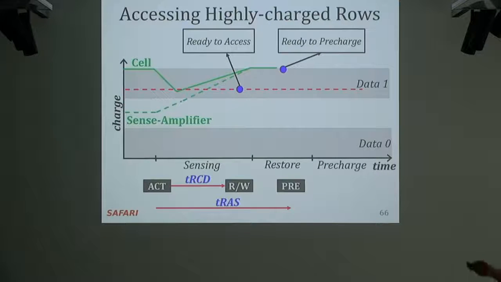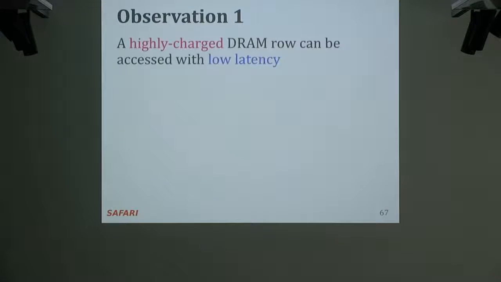Right? As you can see, this is a very highly charged cell. Sense amplifier kicks in earlier, and also the sense amplifier amplifies things much quicker because the cell was highly charged to begin with. And the cell reaches the ready-to-access level much earlier than this other cell that had less charge to begin with over here. And we're going to exploit that basically. You can issue a read and write much earlier, issue a precharge much earlier. So you can reduce the timing parameters for a cell that was recently activated or that has a lot of charge. Basically a highly charged DRAM row can be accessed with low latency, and our simulations show that you can reduce the latencies a lot.